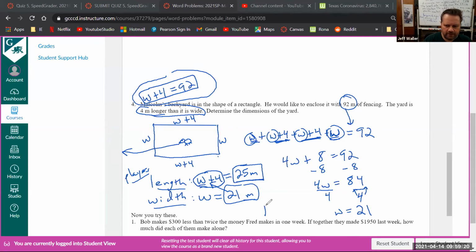Now, if we check this, if I had 21, 25, 21, 25, that adds up to be 50 and 42, which adds up to be 92. Yay, 92. So it works. All right.